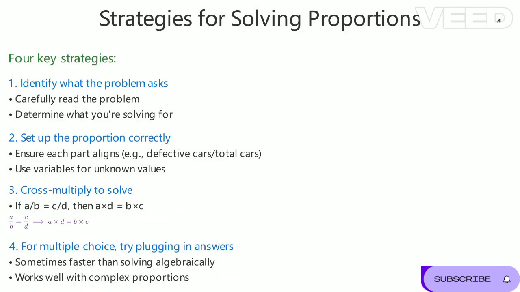Third, use cross multiplication to solve. If A over B equals C over D, then A times D equals B times C. This powerful technique simplifies solving proportions. Finally, if you're dealing with a multiple choice question, consider plugging in the answer choices. This can sometimes be faster than solving algebraically, especially with complex proportions. These 4 strategies will help you tackle any proportion problem efficiently and accurately. Now let's put these strategies into practice with some example problems. We'll work through each one step by step so you can see how to apply these techniques to different types of proportion problems.